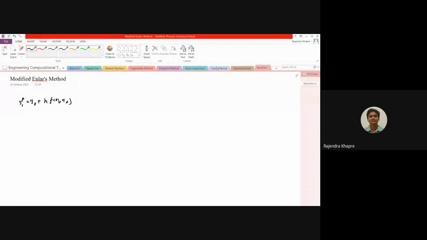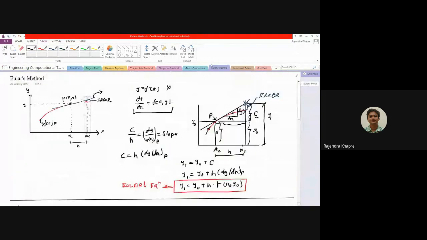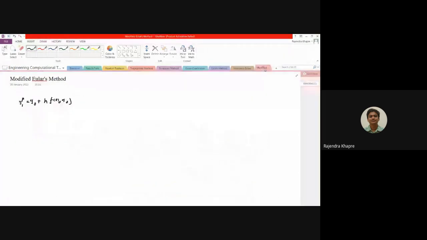So this we have seen in the Euler's method also in the previous lectures. Here the equation written in the red rectangle is the Euler's equation, that is y1 is nothing but y0 plus h into function of x0 and y0. So this is the predicted equation, and this is going to give you the predicted value of the point.